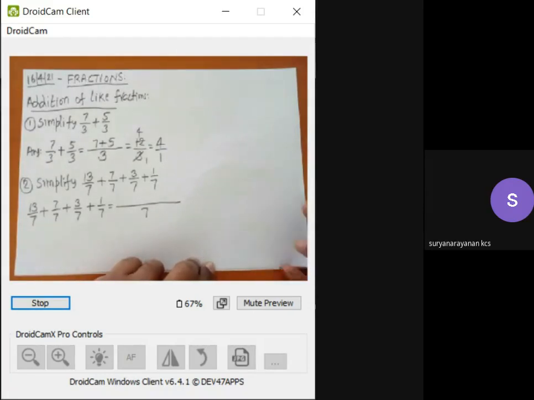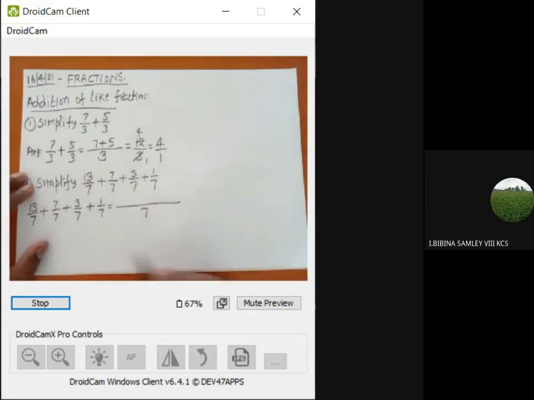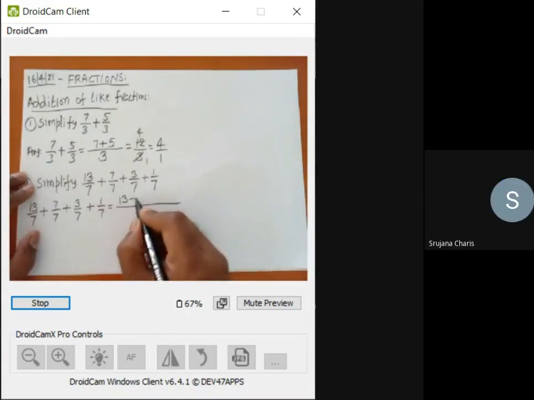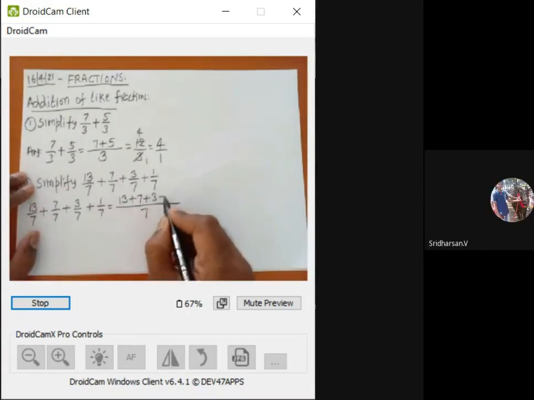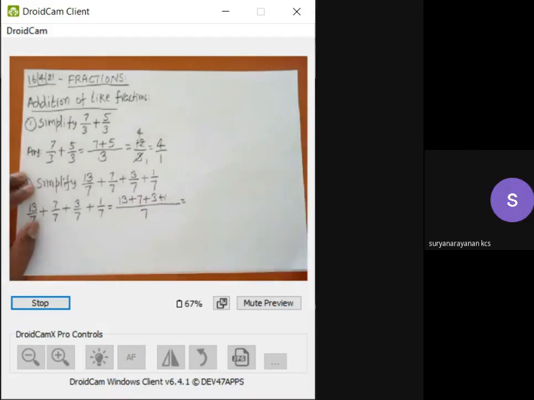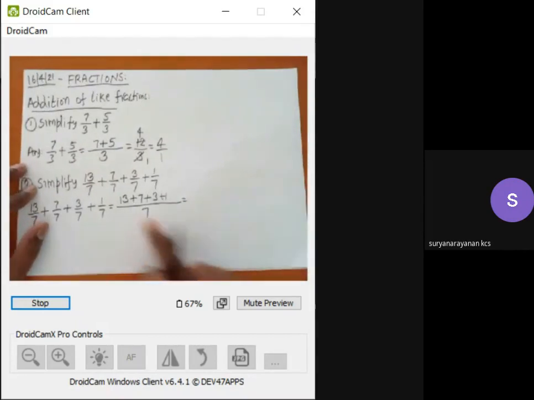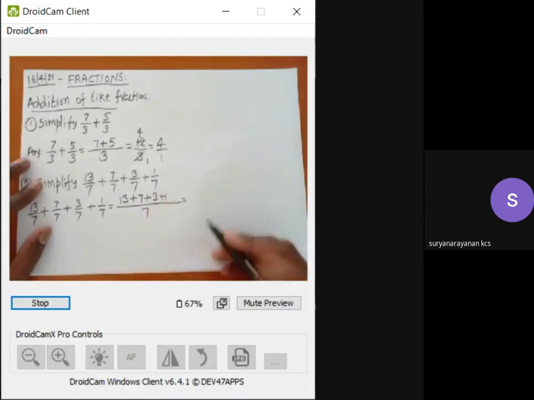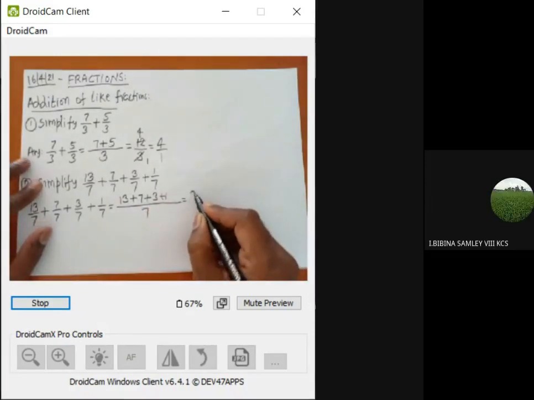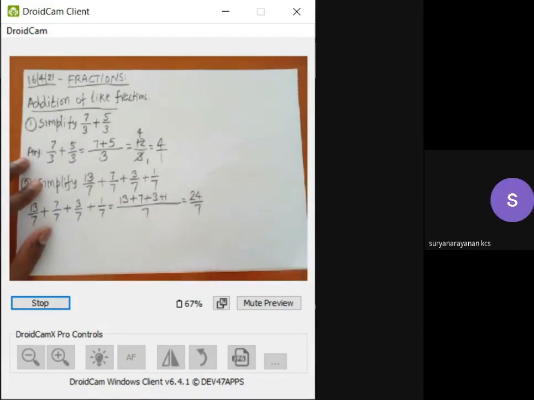Okay. What should be written in the numerator? 13 plus 7 plus 3 plus 1. This is the numerator part. Now we simplify these numbers. We add all these numbers. Then what will you get here? Sir, 24. So 24 by 7.